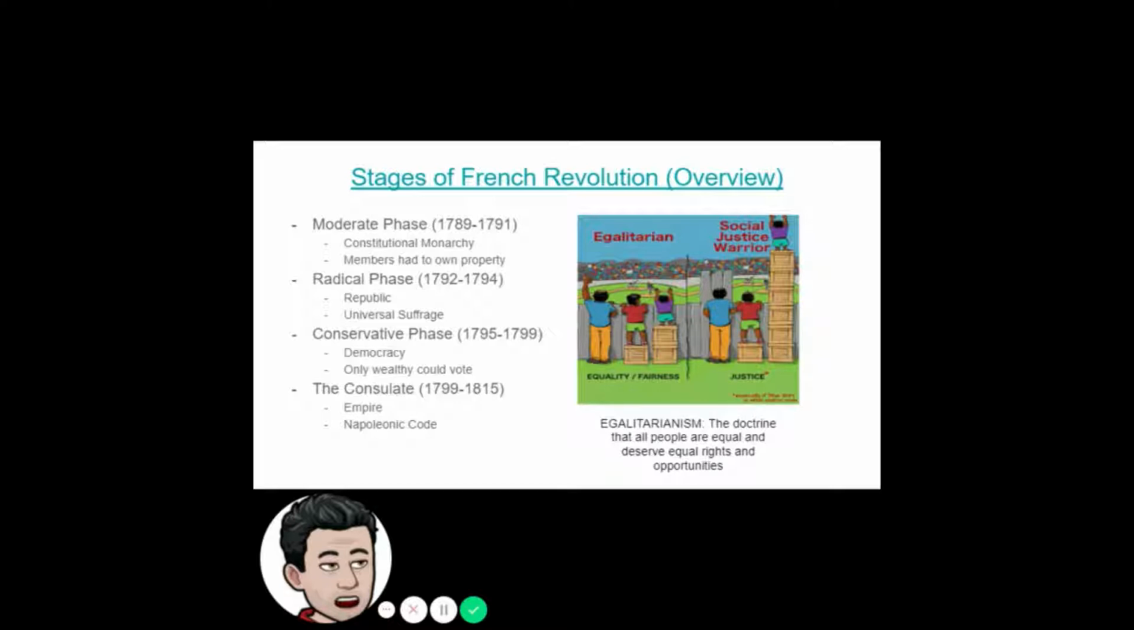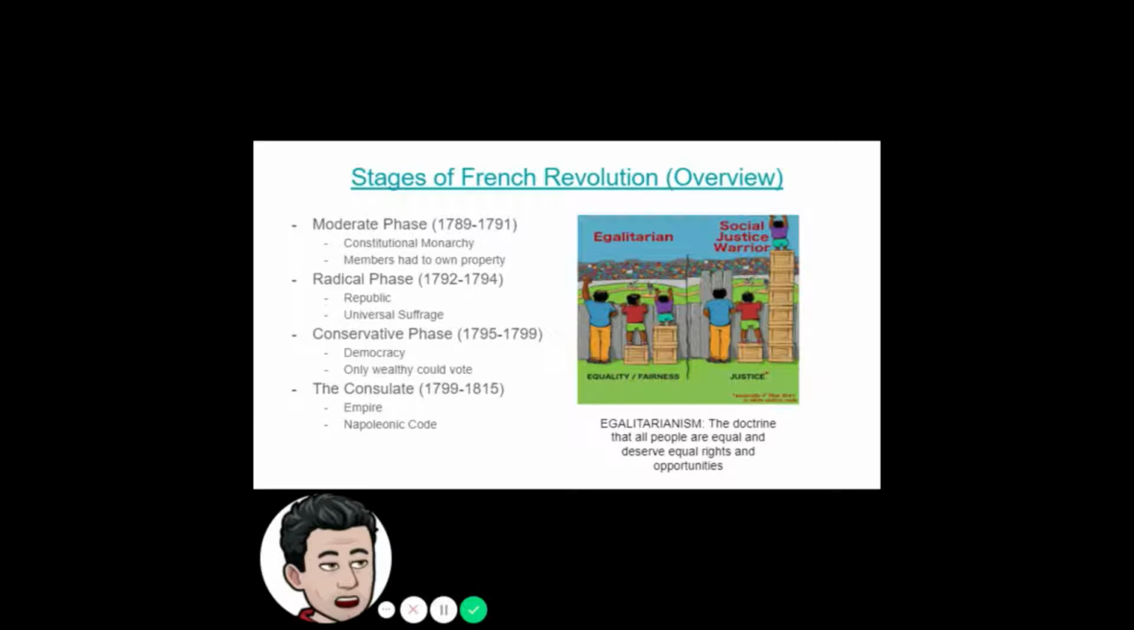Now, the easiest way to remember it, and I think different teachers categorize these differently, is that in the beginning there's a moderate phase, but you should know that it was more about establishing a constitutional monarchy like we've talked about in England. The second phase is a radical phase, and that's the phase that you guys may have heard about in other classes, where you hear some of the abuses and horror stories of the French Revolution.